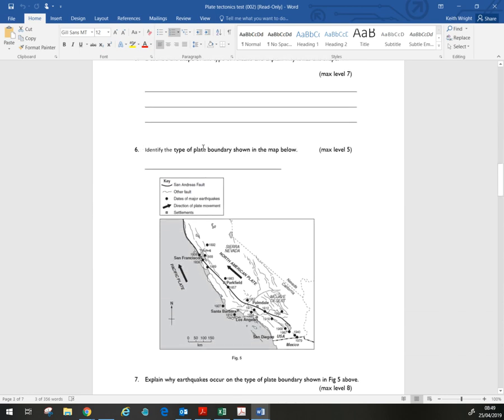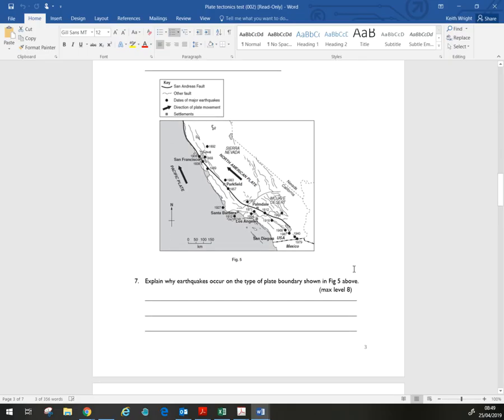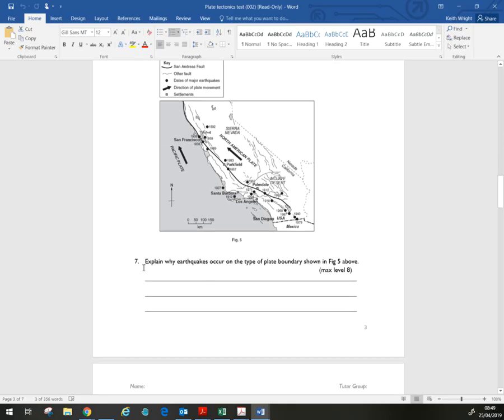Okay, question 6, identify the type of plate boundaries shown in the map below. Well, we can see here the plates moving side by side in the arrows. We can see other fault lines coming off it as well. It is indeed a conservative boundary, also known as a transform boundary. Conservative's fine. Our American friends tend to call it transform.